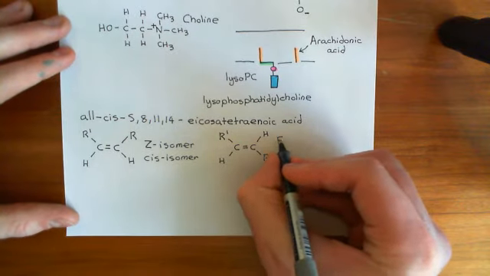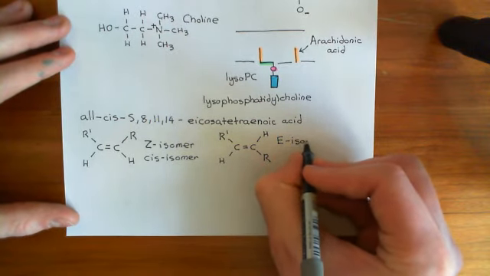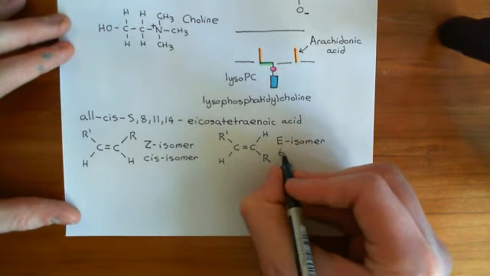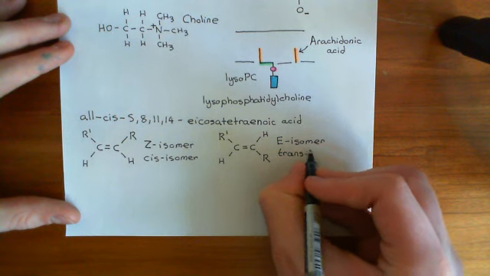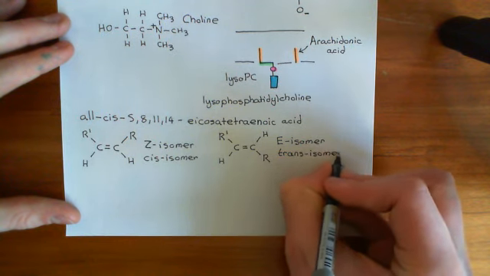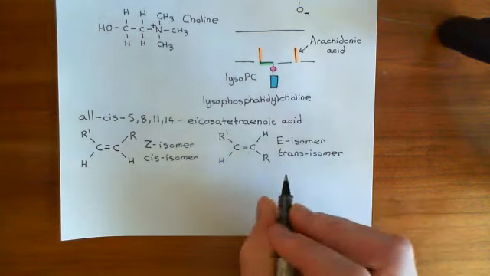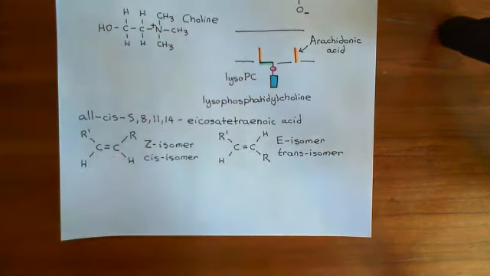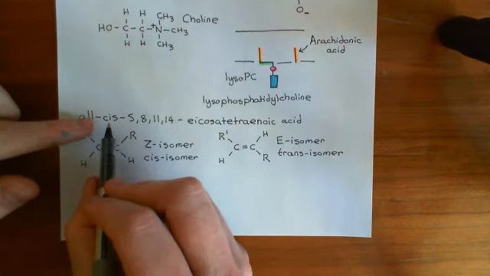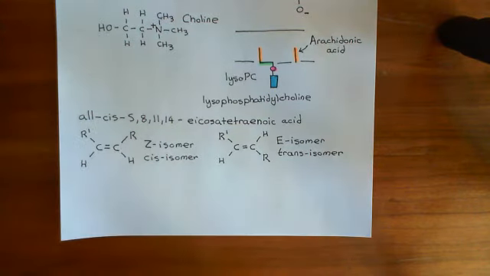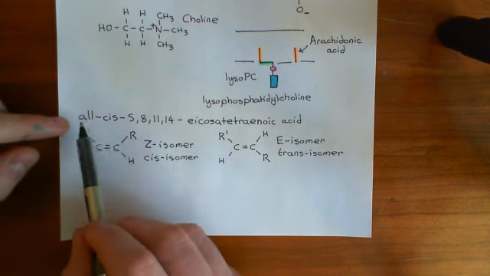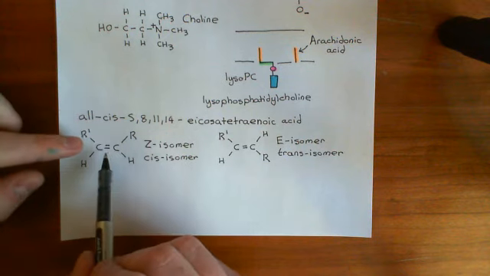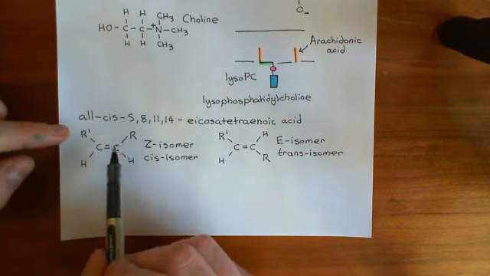This would then be the E isomer, meaning entgegen in German, which means on opposite sides. Trans isomer is the other name for this, which means on the opposite side isomer. So you can either use the EZ nomenclature or the cis-trans nomenclature. I've used the cis nomenclature here. All of these double bonds are in the cis form, basically. They've all got the two important groups on the same side.